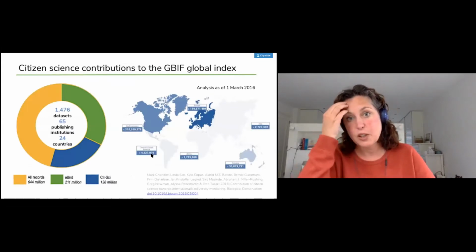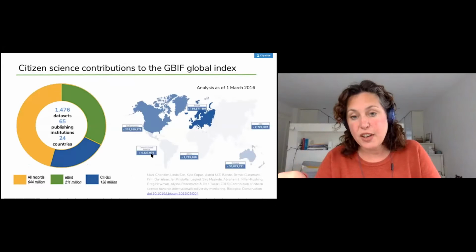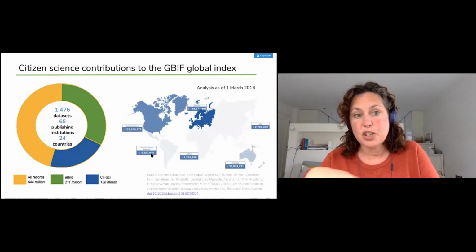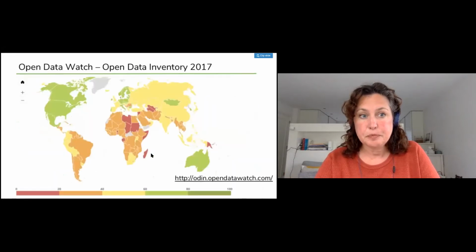So if you look at the Global Biodiversity Information Facility and biodiversity data, there's a massive amount of that is contributed by individual citizen scientists. So people that are contributing wildlife photos, plant photos, anywhere around the world, and providing that actual data on the ground. Open Data Watch is a great website to go to find out about the huge range of open data that's now available.